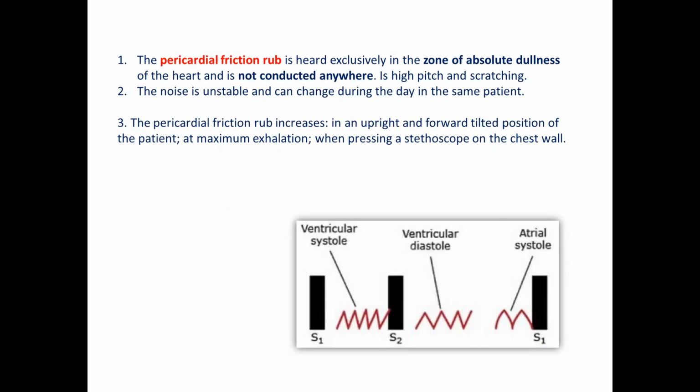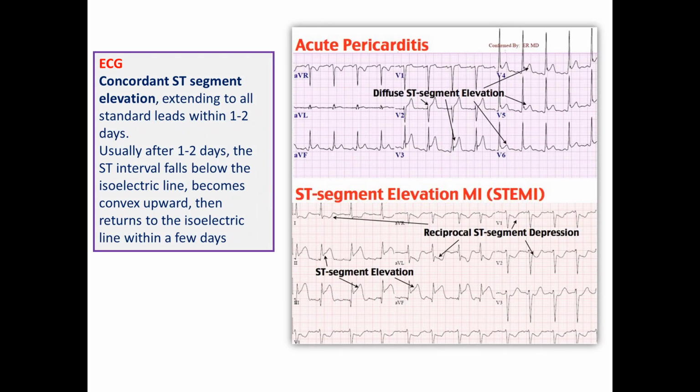And the pericardial friction rub has particularities: it is heard only in the zone of absolute dullness of the heart and it's not conducted anywhere, it is a high-pitched, stretching sound. The noise is unstable and can change during the day in the same patient, and the pericardial friction rub increases in an upright and forward tilt position of the patient at maximum exhalation and also when pressing a stethoscope on the chest wall.